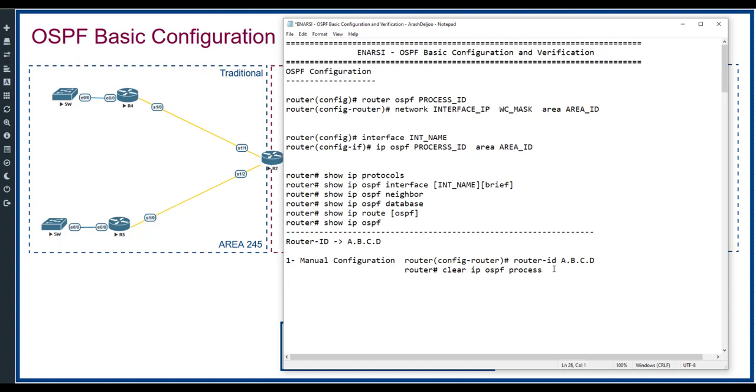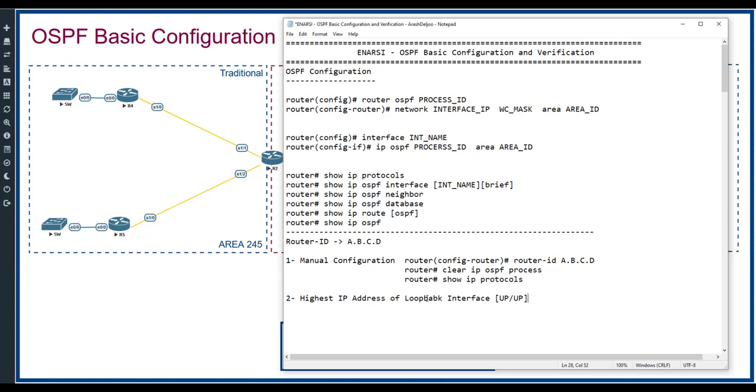If you want to verify the router ID, one of the commands that you can use is show IP protocols. I will show you. Okay, show IP protocols. Also, it is not mandatory to configure the router ID. If you don't configure it, the router ID can be selected from the highest IP address of any loopback interface, but the loopback should be up.